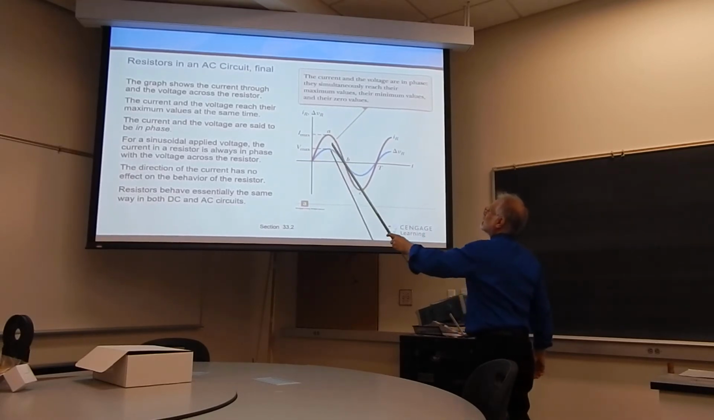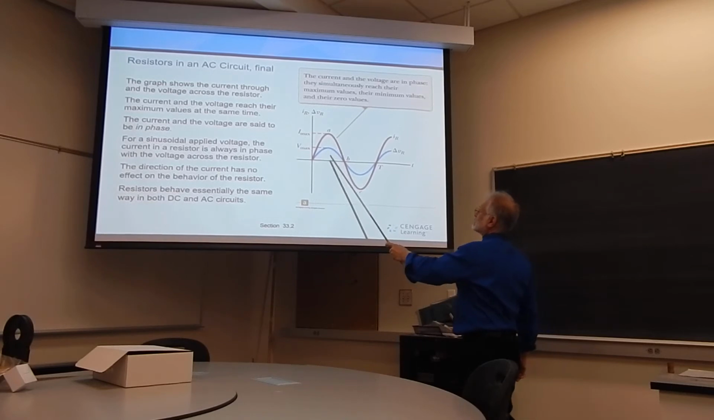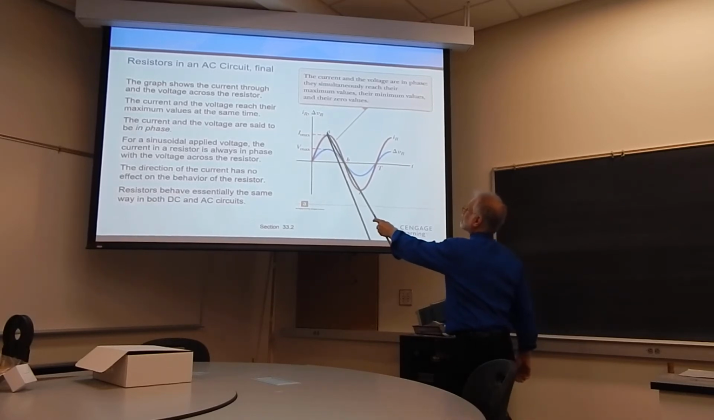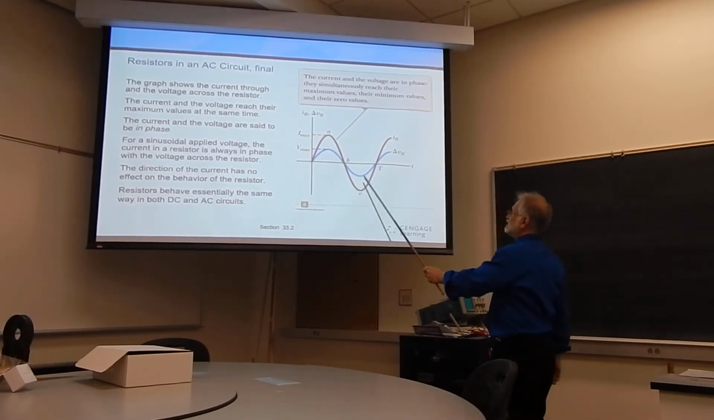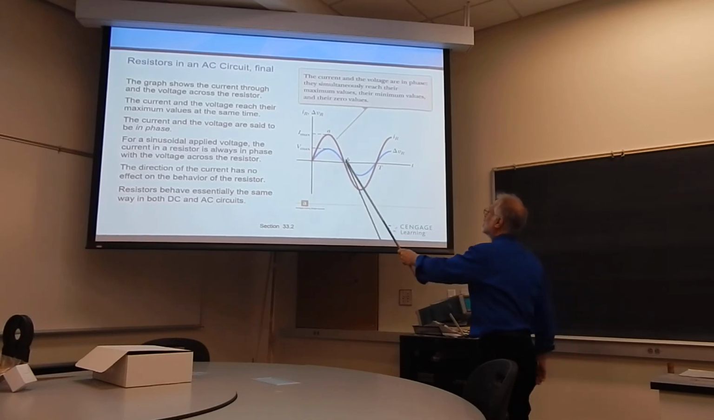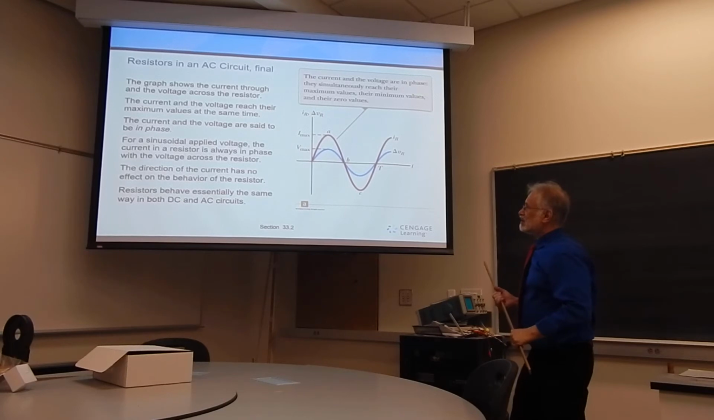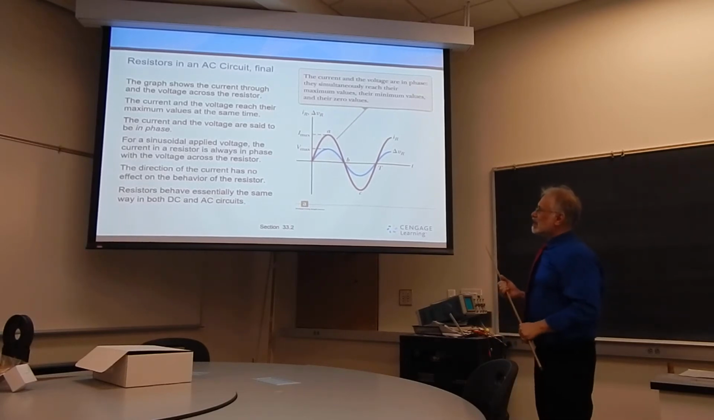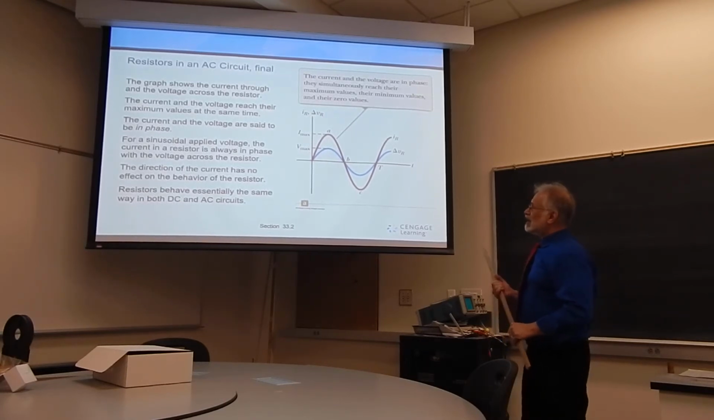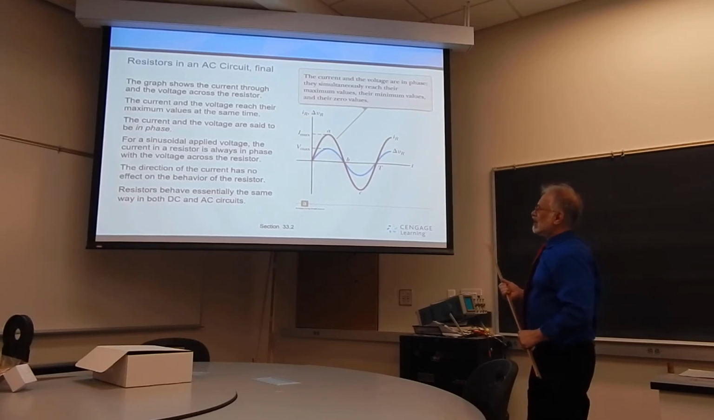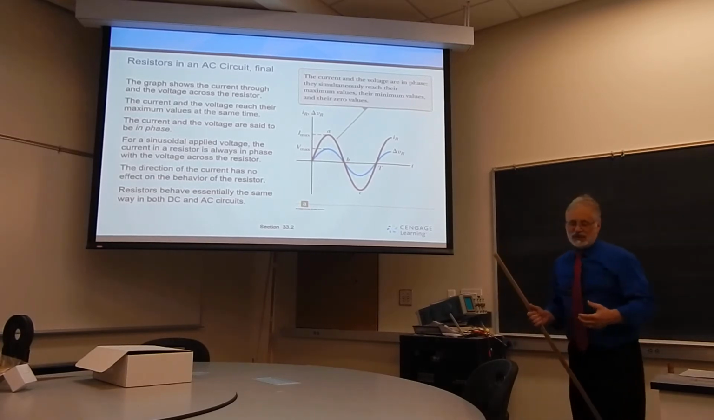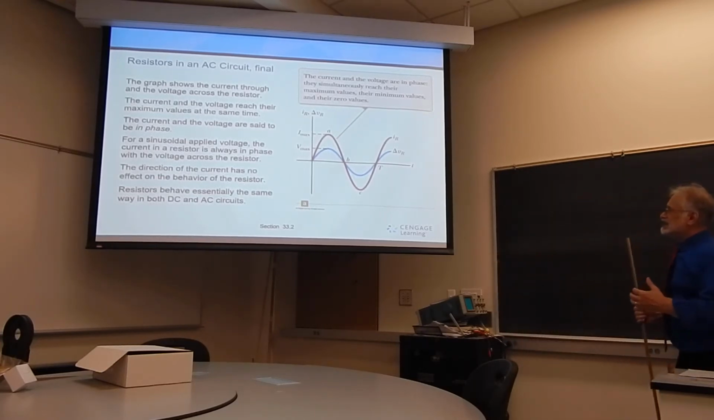The peaks for when I have a resistor in the circuit happen at the same time. The current and voltage peak at the same time, they have troughs at the same time, and they have zeros at the same time. That's always the case for a resistor. So in other words, the direction of the current doesn't in any way affect how the resistor behaves. So that's why I said before, resistors in AC and in DC circuits by themselves behave in exactly the same way.